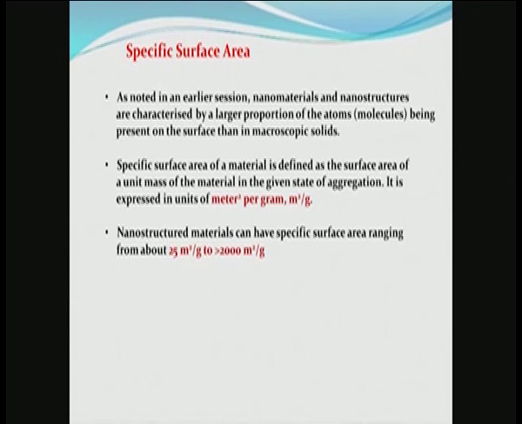The specific surface area of a material is defined as the surface area of a unit mass of the material in the given state of aggregation. It is expressed in units of meter square per gram. Nanostructured materials, because of the small size, can have large specific surface areas ranging from about 25 meter square per gram to even more than 2000 meters square per gram, as in the case of graphene sheets, for example, which is a single layer of carbon atoms. So, the specific area is very large.